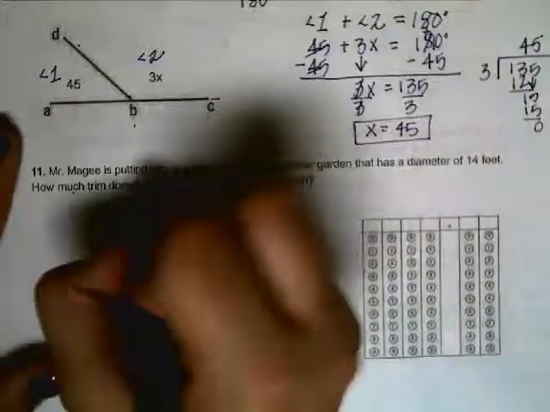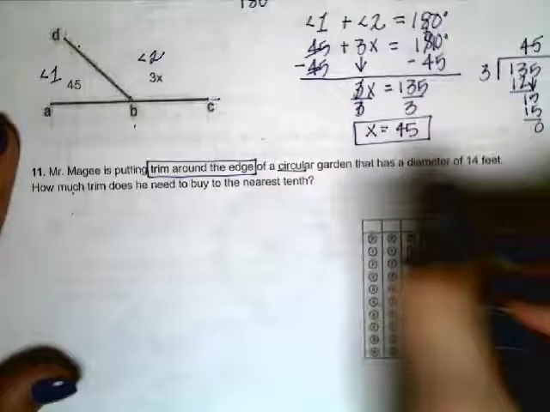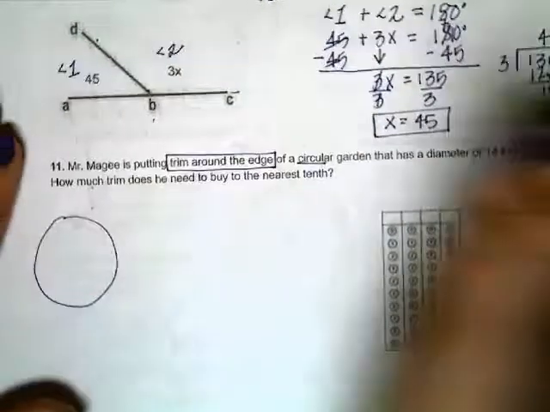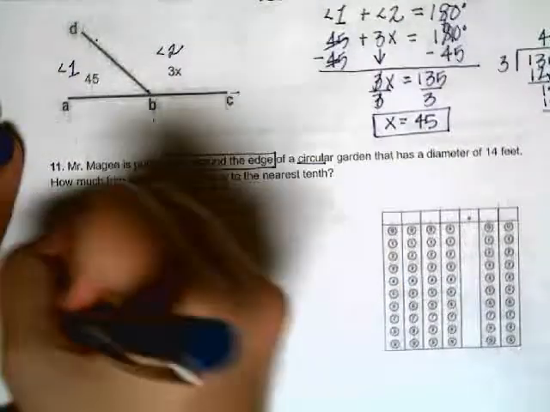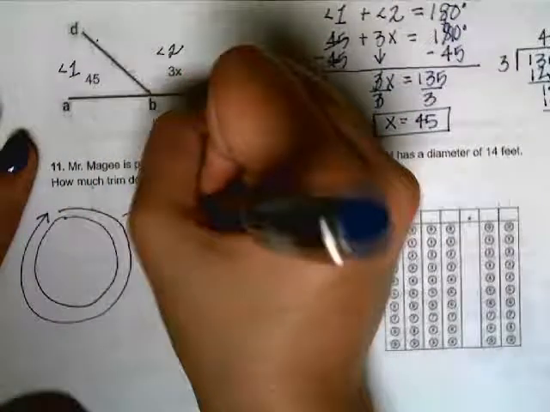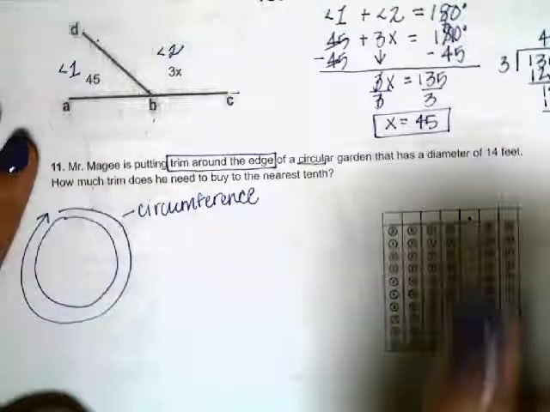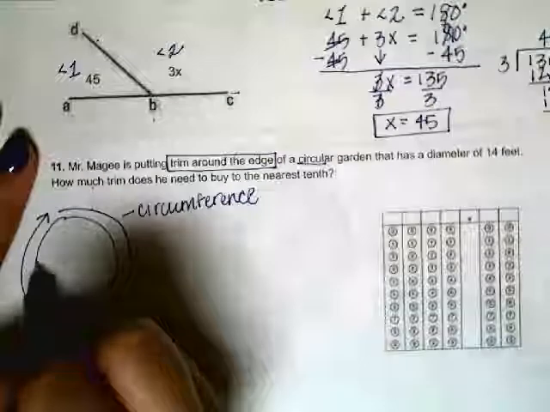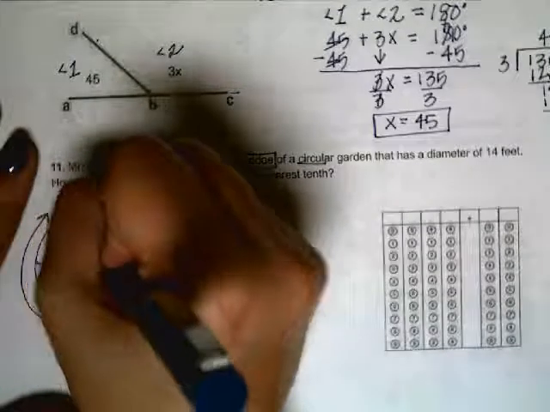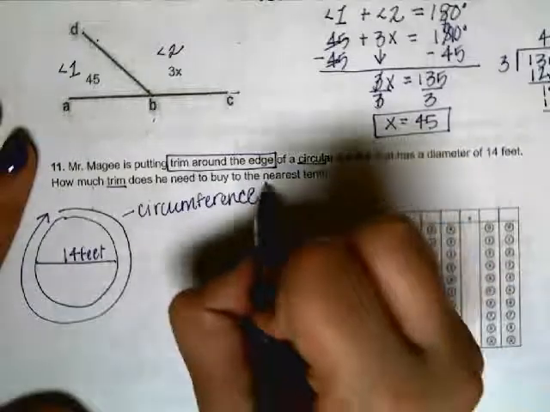Mr. McGee is putting trim around the edge of a circular garden. So I can go ahead and draw my circular garden. If he's putting trim around the edge, that means it's going to be the outer part of the circle, which is going to be our circumference. The garden has a diameter of 14 feet. How much trim does he need to buy to the nearest tenth?